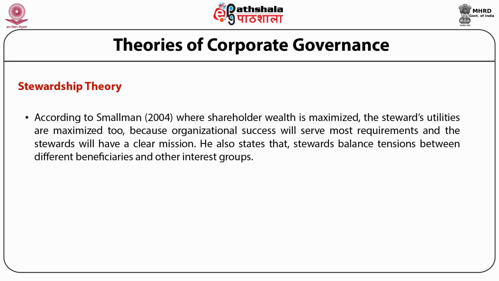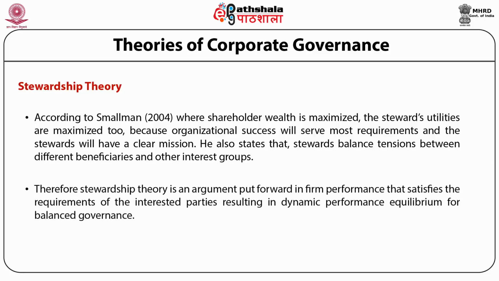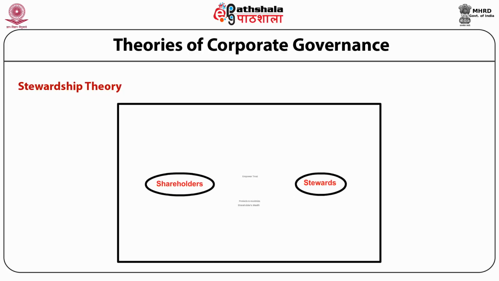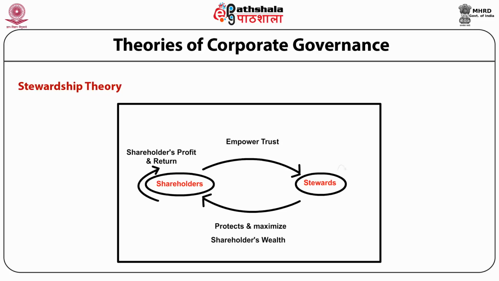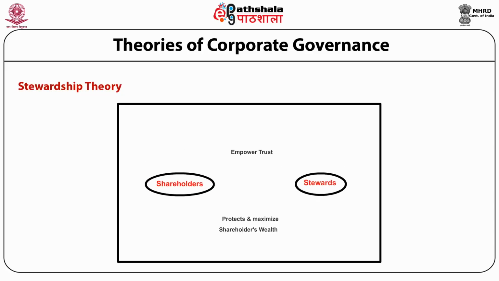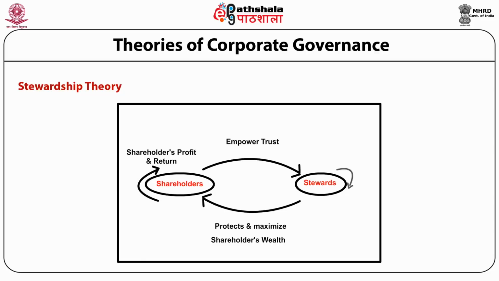According to Davis, where shareholders' wealth is maximized, the steward's utilities are maximized too, because the organizational success will serve most requirements and stewards will have a clear vision. He also states that the stewards balance tensions between the different beneficiaries and other interest groups. Therefore, the stewardship theory is an argument put forward in firm performance that satisfies the requirements of the interested parties, resulting in dynamic performance equilibrium for balanced governance. In this perspective, stewards are companies' executives and managers working for the shareholders, protecting and making profits for the shareholders. The stewardship perspective suggests that the stewards are satisfied and motivated when the organizational success is attained.